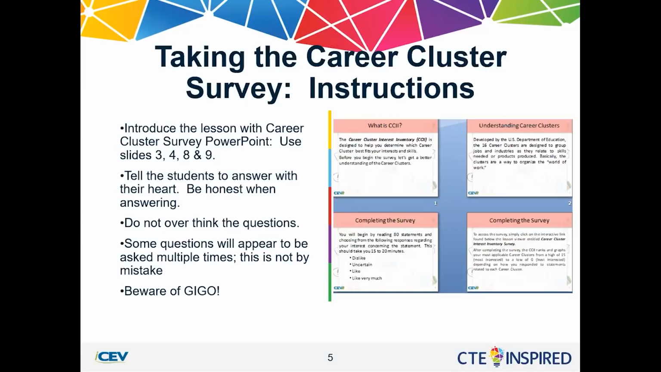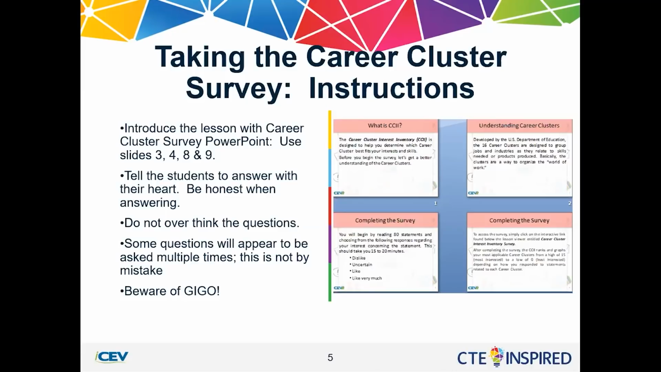Slide 8 is the one that usually gets the most groans, when they find out that it is an 80-question survey. But I tell them not to worry. It goes by fairly quickly. It only takes about 15 minutes to complete the survey. I tell my students to answer with their heart. Be honest when answering these questions, because if they are not honest with themselves, they won't like the results they get. Hence the bottom line, beware of GIGO.